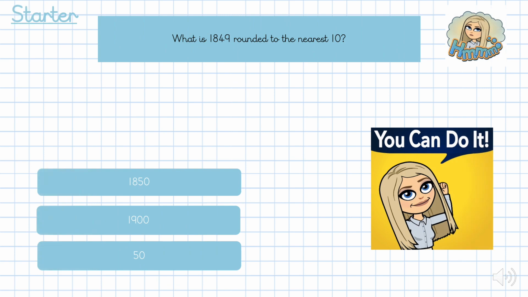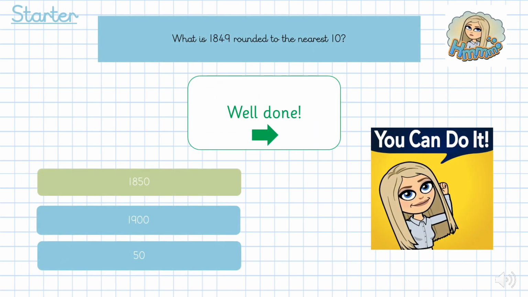Welcome to your starter for today's lesson. What is 1,849 rounded to the nearest 10? Is it 1,850, 1,900 or 50? Think carefully, and if it helps you, pause the video here and draw a number line. Well done. The correct answer is 1,850.